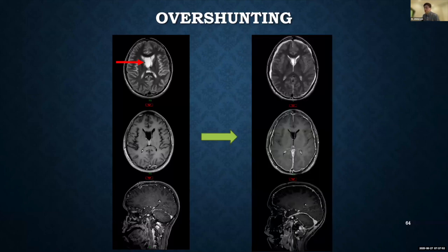So follow-up imaging shows that you have increased subdural collections. The ventricles are no longer dilated relatively, but there's pachymeningeal enhancement and engorgement of the transverse venous sinuses. So basically you have an over-shunting kind of phenomenon here.